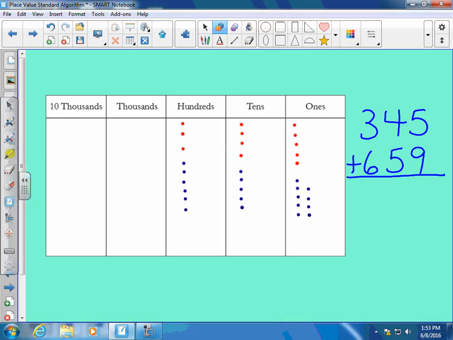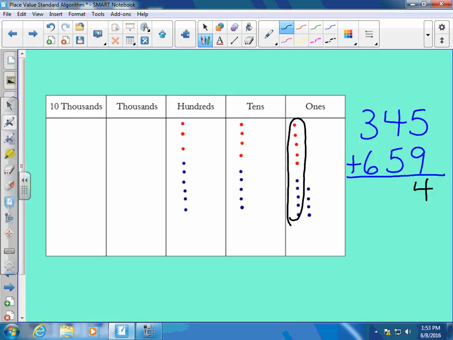All right, so let's begin by looking at our place value chart. And I think I can identify a group of 10 in my ones place. And I have 4 ones left over, so let's look at our algorithm. That means we're going to put a 4, and we're going to take a 1 and place it above the tens place to represent the 10 we are bundling.